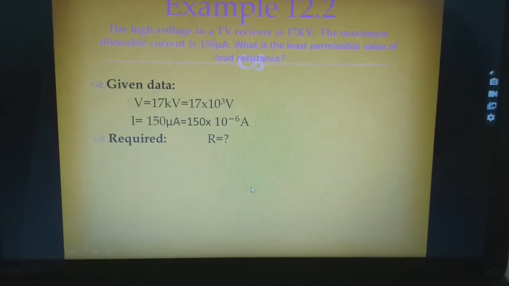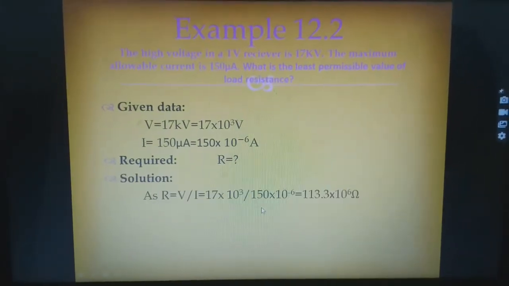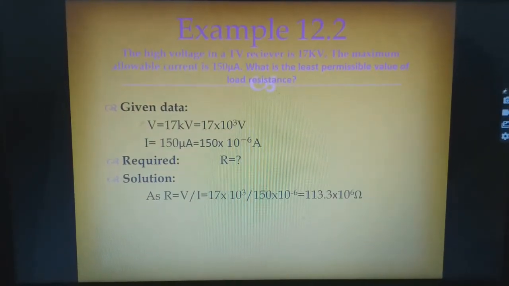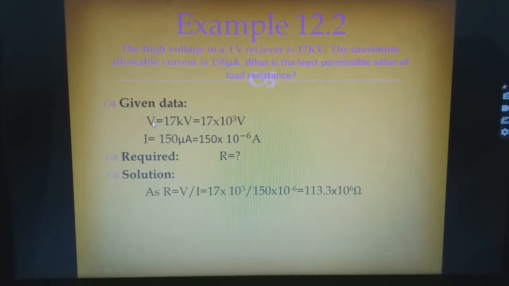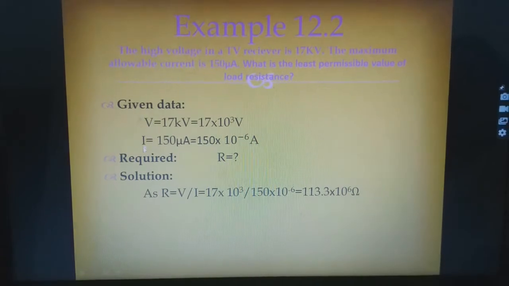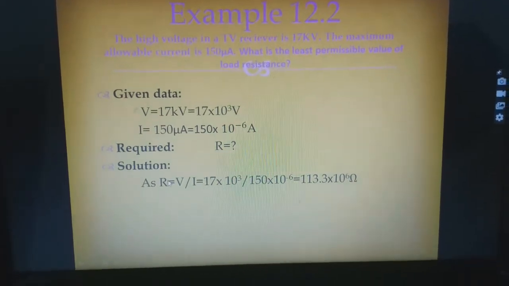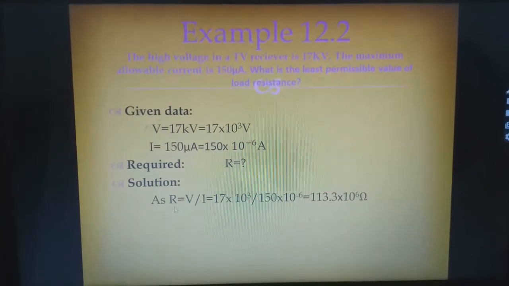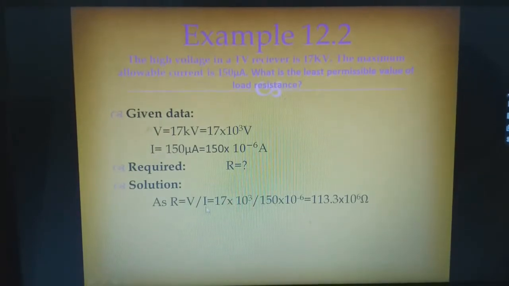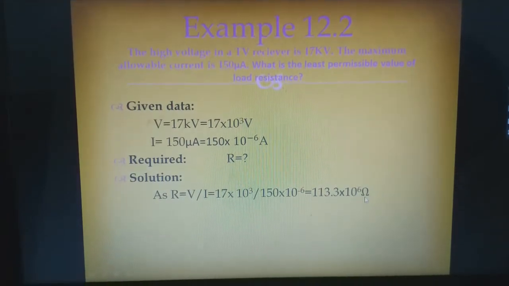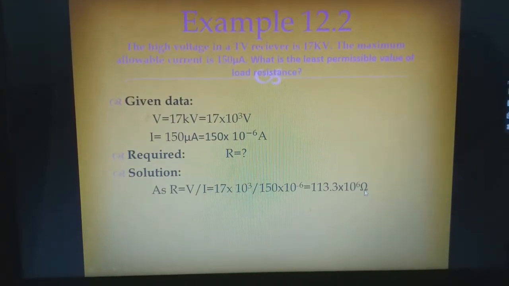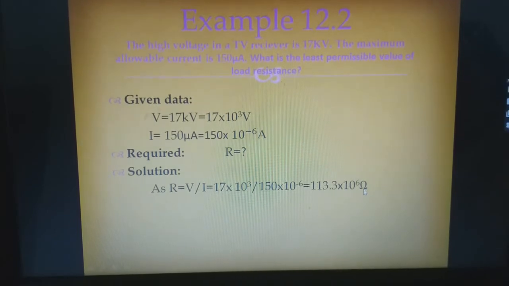Solution. The formula we are going to use here is definitely Ohm's law, because the data shows the three electrical quantities V, I and R. So definitely we have to use V is equal to IR. R is equal to V by I. Putting the values of V and I here, what do we get? R is equal to 113.3 into 10 raised to the power 6 ohms. This is the symbol for electrical resistance. It is read as ohms.